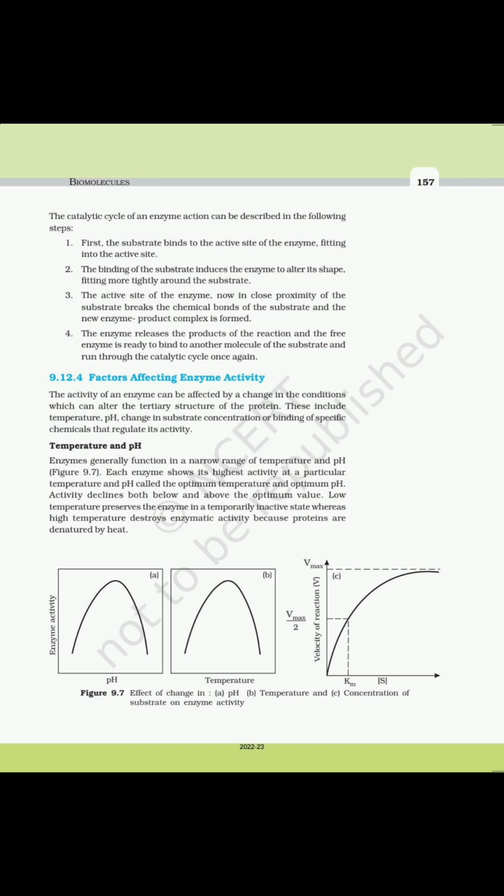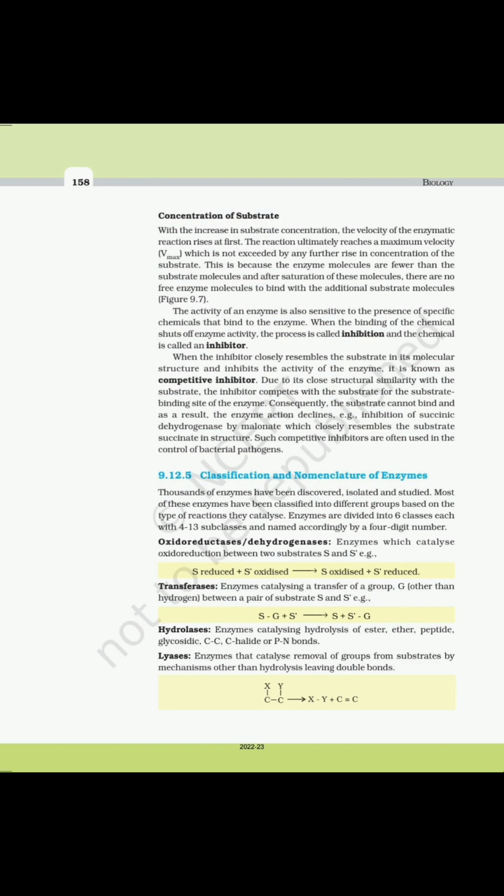Figure 9.7 Effect of change in A. pH, B. Temperature and C. Concentration of substrate on enzyme activity. Concentration of substrate. With the increase in substrate concentration, the velocity of the enzymatic reaction rises at first. The reaction ultimately reaches a maximum velocity, Vmax, which is not exceeded by any further rise in concentration of the substrate. This is because the enzyme molecules are fewer than the substrate molecules, and after saturation of these molecules, there are no free enzyme molecules to bind with the additional substrate molecules.